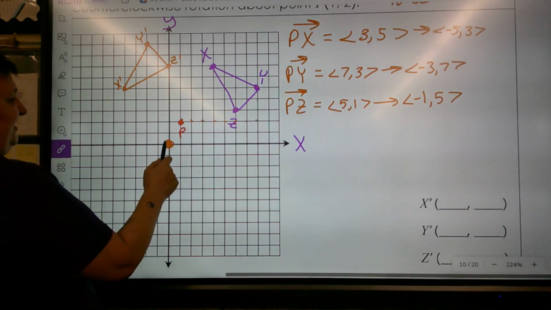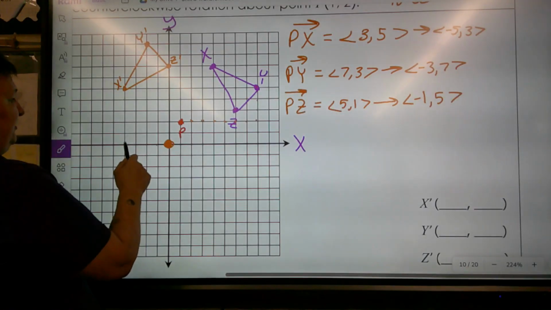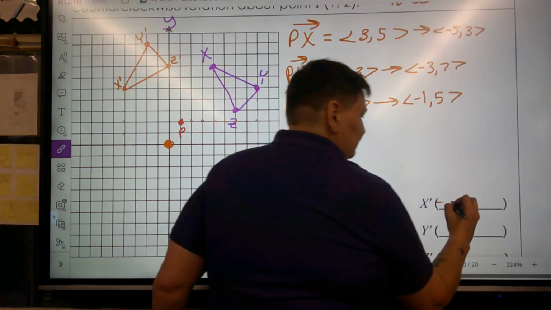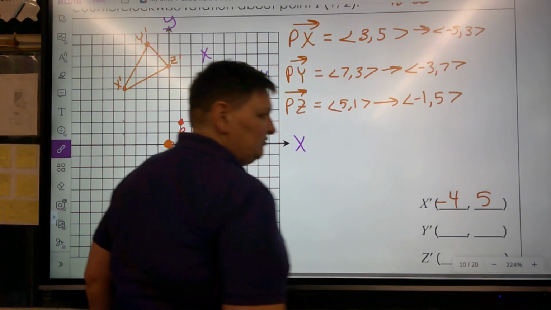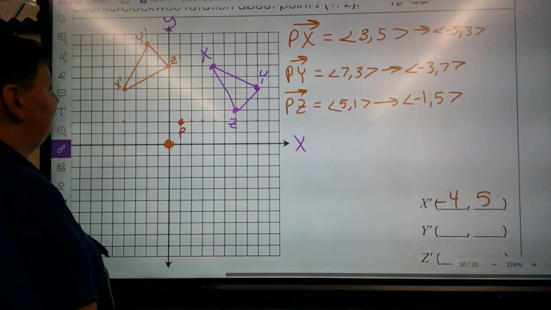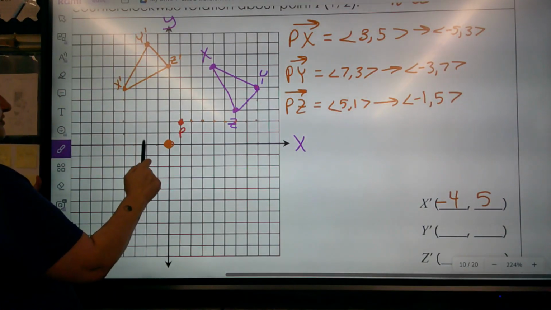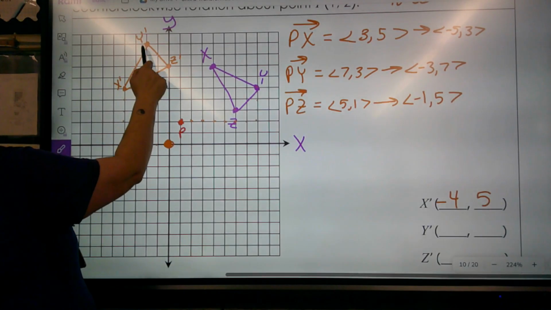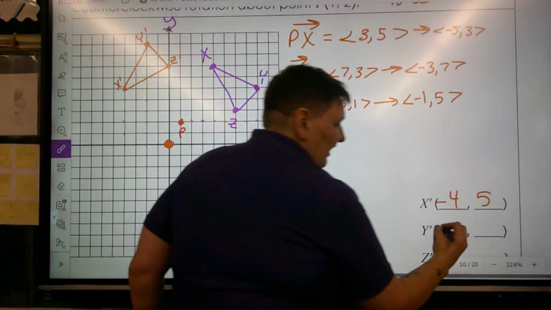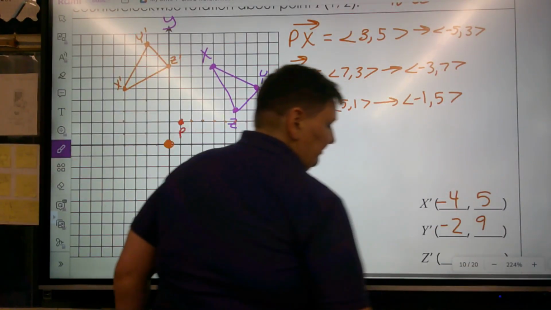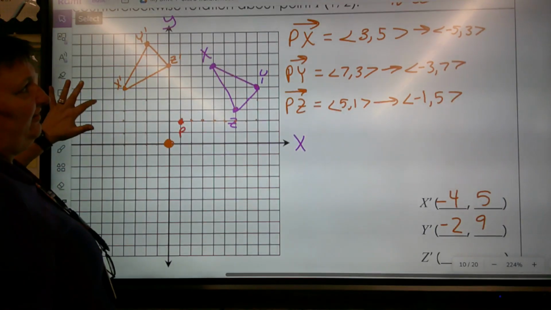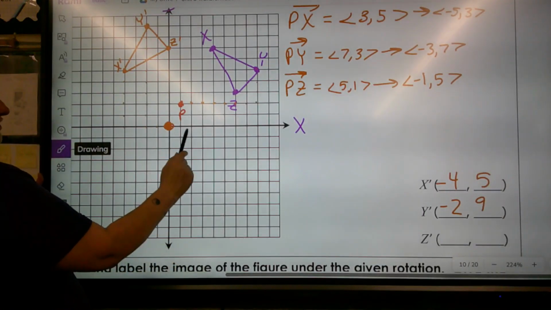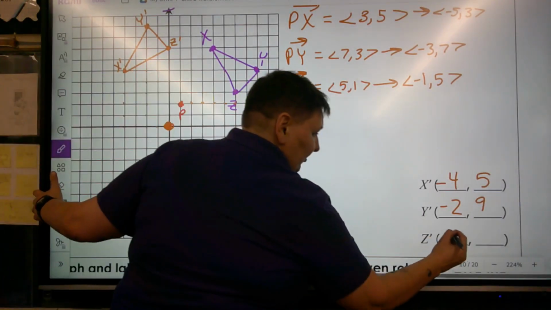So to get to x prime, I had to go 1, 2, 3, 4, 1, 2, 3, 4, 5. 4 left, so negative 4. 5 up, so positive 5. To get to y, I had to go 1, 2 left, 1, 2, 3, 4, 5, 6, 7, 8, 9 up. 2 left, 9 up. See the pattern here? To get to z prime, I didn't go left or right, so that's 0.